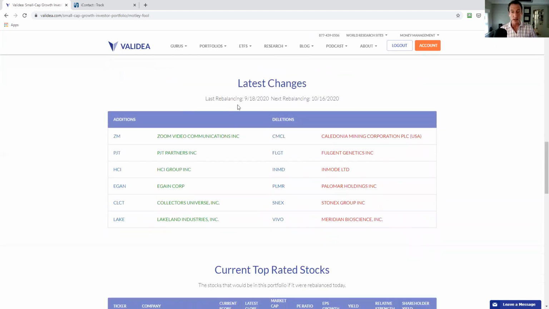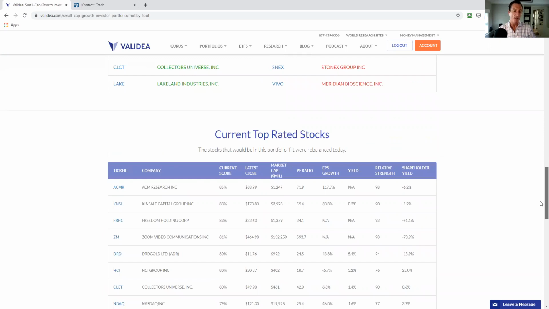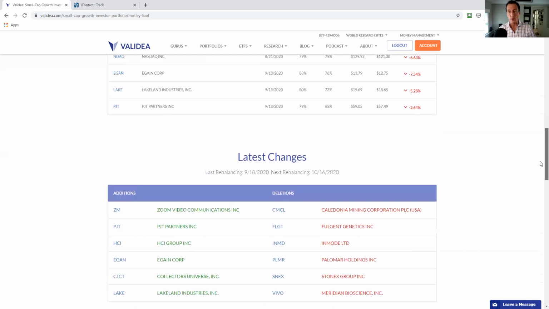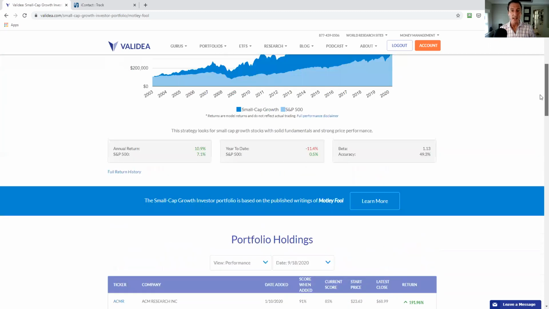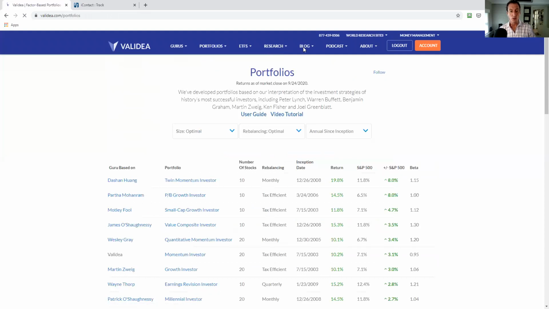So last time we rebalanced the portfolio, which was in September, we had Zoom come in, eGain come in, Collectors Universe, Lindblad Industries, and then we had a whole bunch of stocks come out. I think for people that want to be more active, that have IRAs where they're not going to get hit with the taxes, certainly the monthly or quarterly rebalanced portfolios, especially for some strategies, can be very good. We tend to find that the strategies that are more growthy and momentum tend to do a little bit better with more frequent rebalancings, whereas the value-based ones and quality tend to do, to some extent, better with fewer changes.